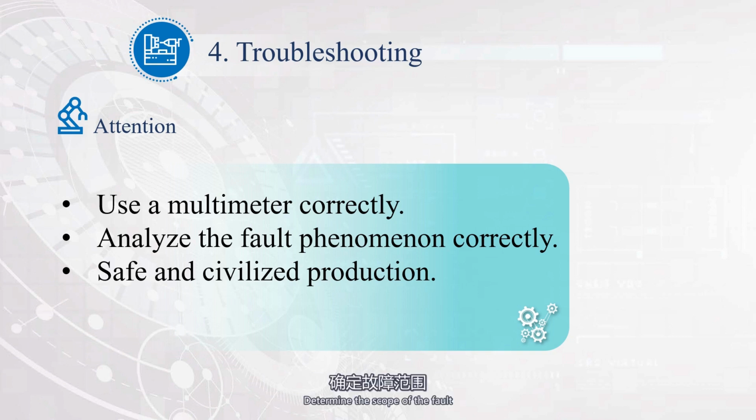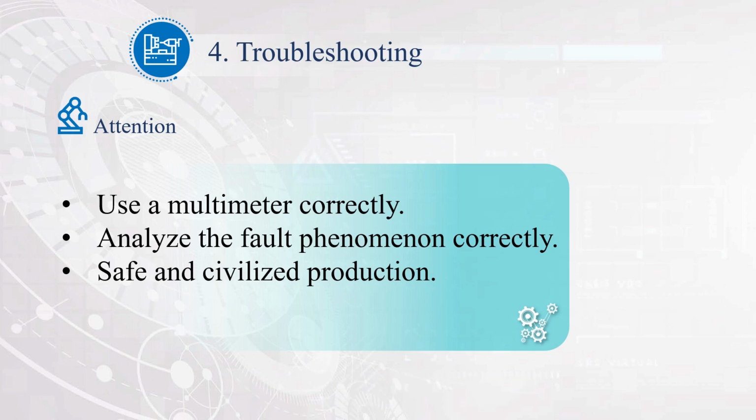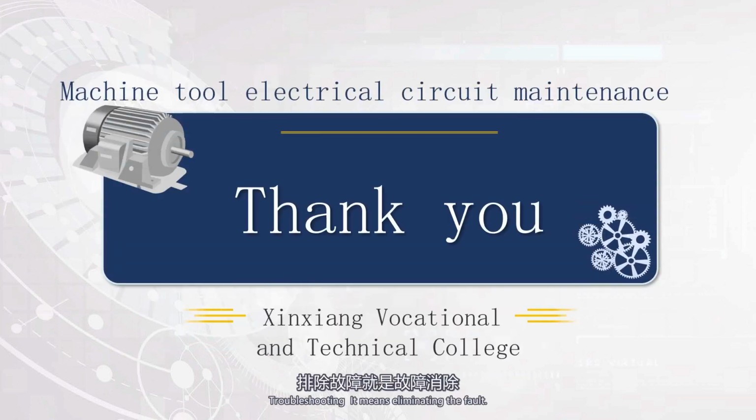2. Determine the scope of the fault. After powering on the test drive, determine the fault range based on the fault phenomenon. 3. Find fault points. Alternately detect resistance or voltage within the fault range. 4. Troubleshooting. It means eliminating the fault. 5. Power on test run. 6. Repeat steps 2 to 5 above until all faults are resolved.